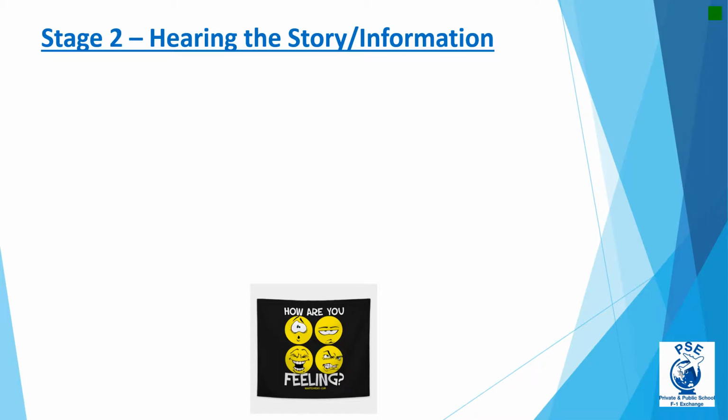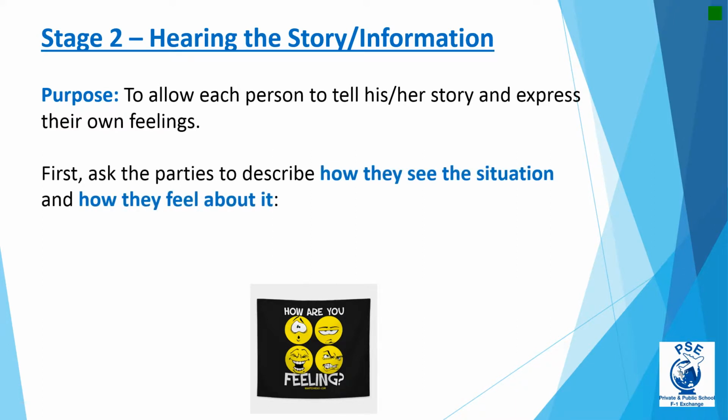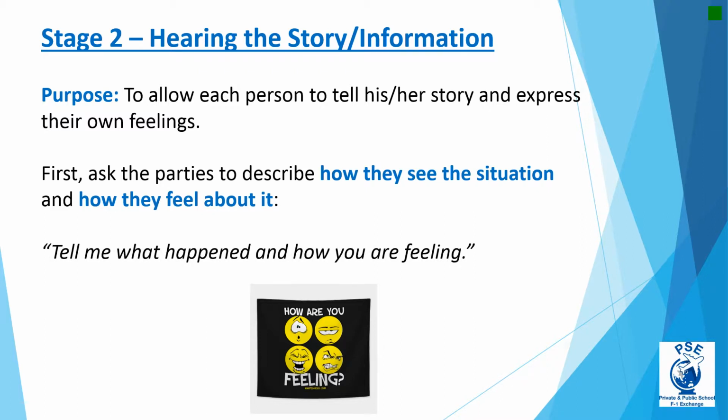Stage 2, Hearing the story and gathering information. The purpose of Stage 2 is to allow each person to tell his or her story and express their own feelings. First, ask the parties to describe how they see the situation and how they feel about it. You can say something like, "Tell me what happened and how you're feeling."